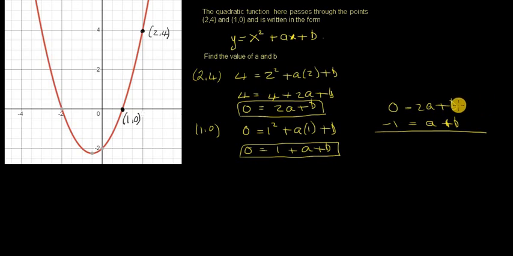Now I'm going to subtract the bottom equation from the top equation. So 0 minus 1 is minus 1. 2a take away a is a. b take away b is 0. So a is equal to minus 1.